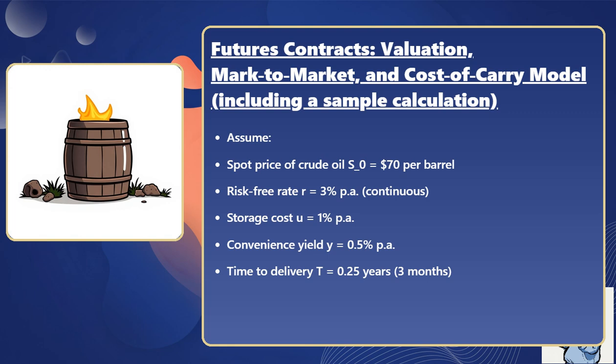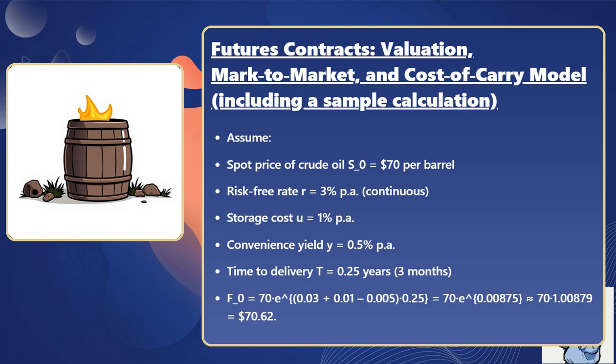Assume spot price of crude oil S0 equals $70 per barrel. Risk-free rate r equals 3% per annum continuous. Storage cost u equals 1% per annum. Convenience yield y equals 0.5% per annum. Time to delivery T equals 0.25 years, or 3 months.